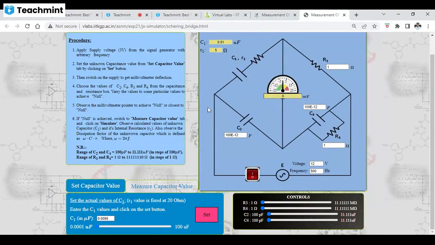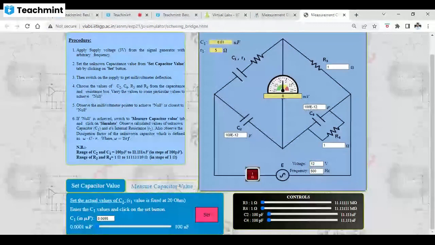If the null position is achieved, then we switch to the measure capacitor value tab and click on simulate. So we observe the calculated unknown capacitance value C1 and also its internal resistance R1. And also we observe the dissipation factor, because we know the values of C1 and R1. So dissipation factor D equals omega C1 R1.